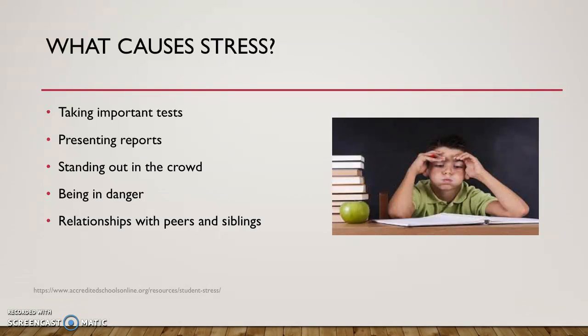In school, taking important tests, presenting reports, standing out in the crowd, being in danger, and relationships with peers and siblings can all cause stress to a child. When taking important tests, children can have extreme test anxiety and sometimes completely shut down during tests, which can directly affect the student's grades. When presenting reports, giving oral presentations can play into the student being worried about embarrassing him or herself. Standing out in the crowd can give the student the feeling of being the center of attention, which can often be very uncomfortable and stressful for a child. And being in danger refers to school lockdowns, fire drills, etc. Kids are reminded about potential dangers on a regular basis.